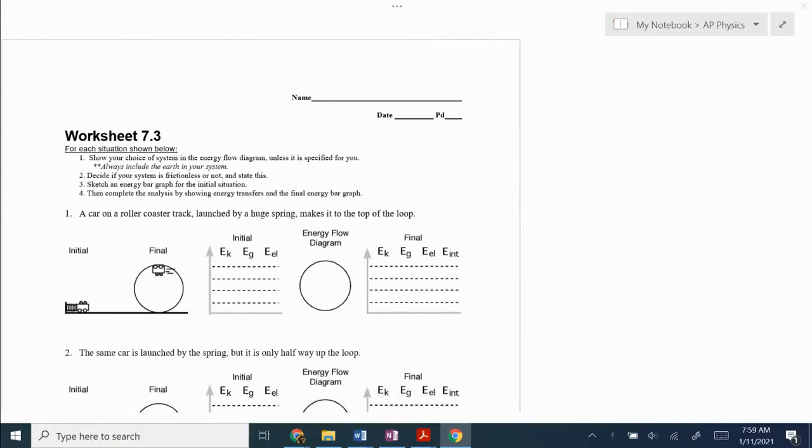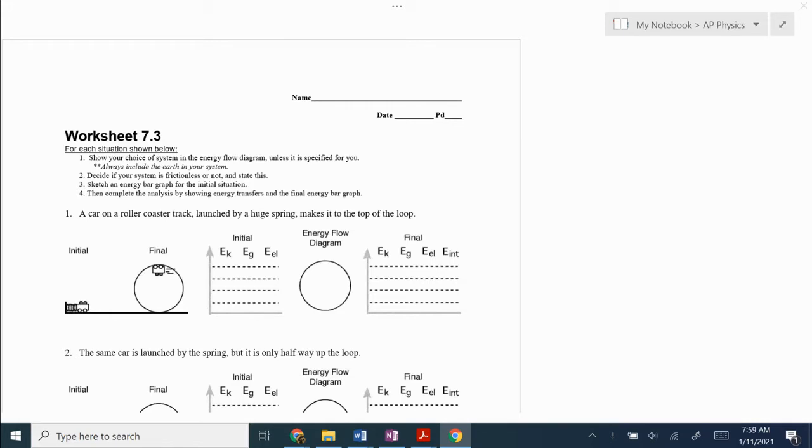Hi, in this video, I'm going to go over how to do the energy transfer worksheet, or worksheet 7.3. One of the difficult things about this one is that there are lots of different options. So as you watch this, just think, for example, you might have more or fewer blocks in a section, and that's usually fine.